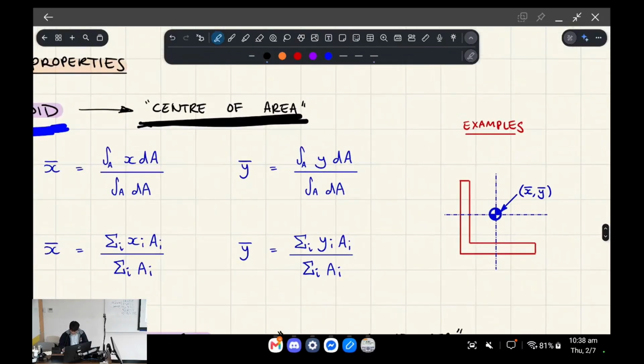For example, if I wanted to find the center of these two rectangles when you consider them together, the center might be out here somewhere, okay?